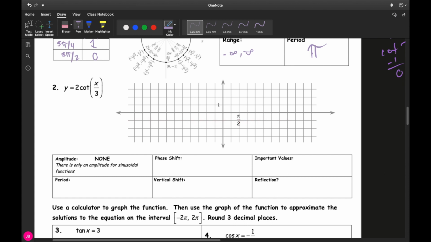So first of all, there's no amplitude. It doesn't look like there's a phase shift. There's no vertical shift. The period, we are going to change that. Important values, we're going to change that. And then the reflection, there's no reflection because it's not negative.